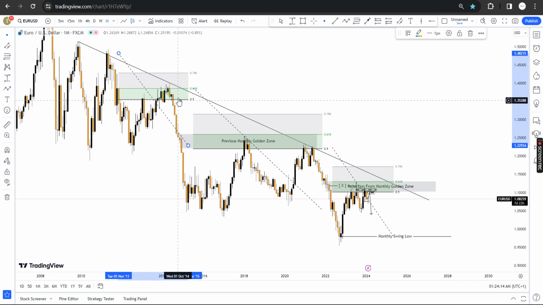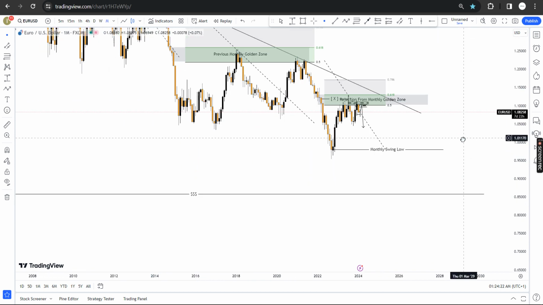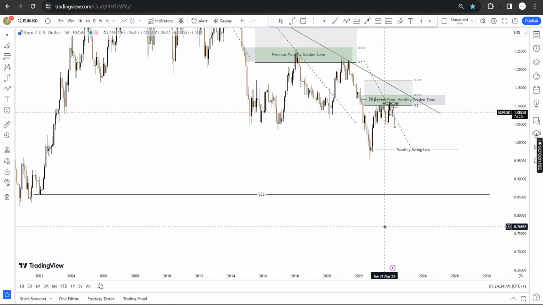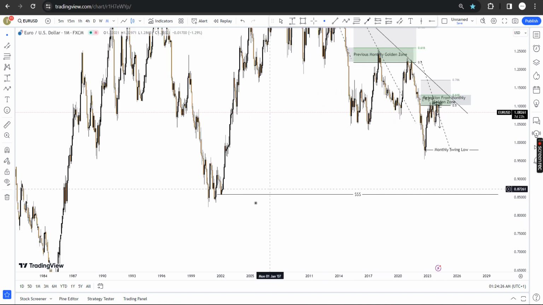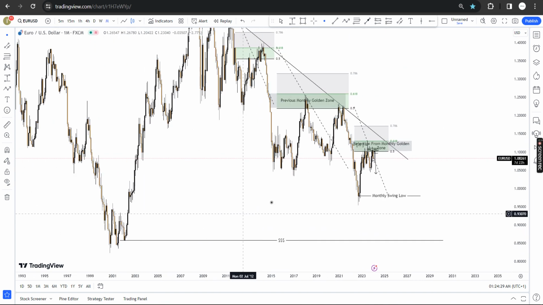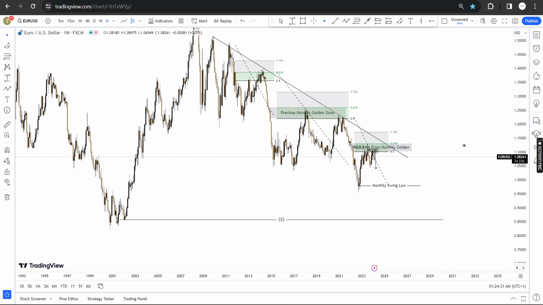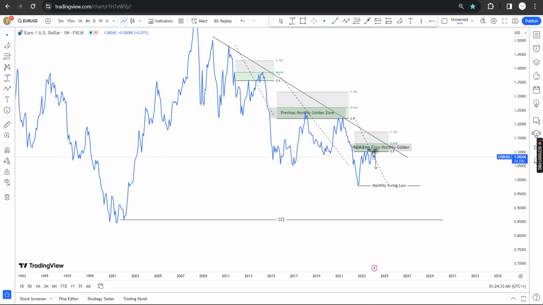So you see this rejection from 618 golden zone, rejection from the golden zone, drop, then rejection from the golden zone. What are you expecting? Drop. Where is it coming to? Here. This is the area. This is the area we are marking.